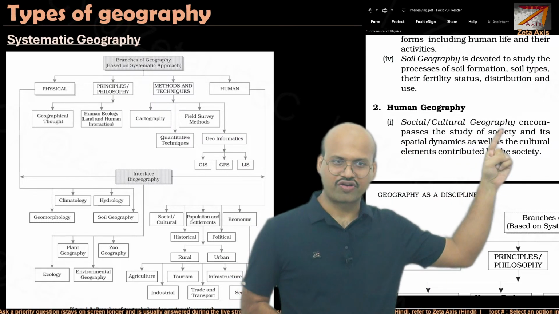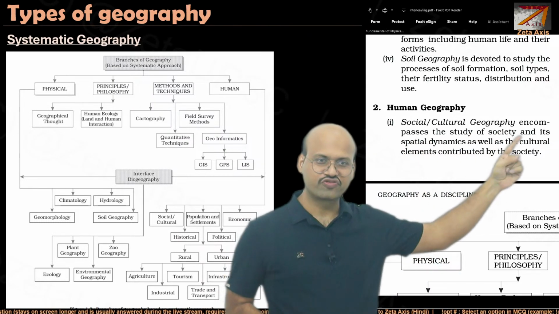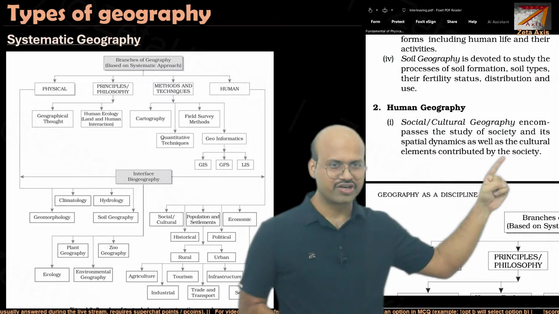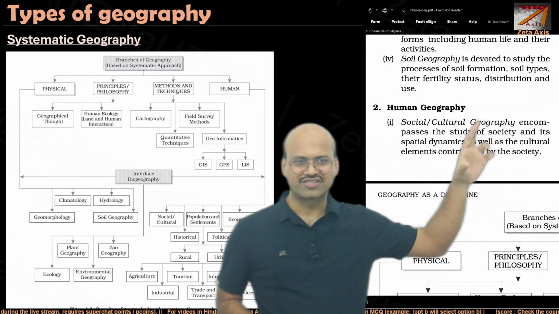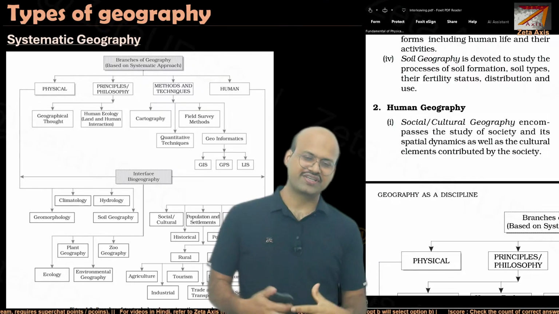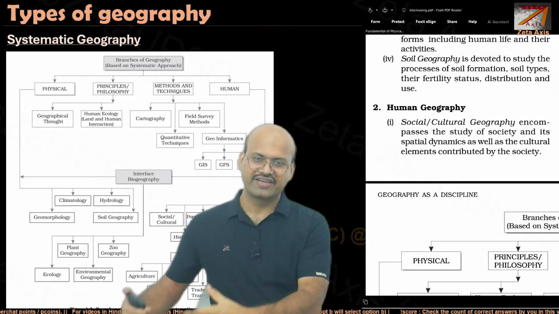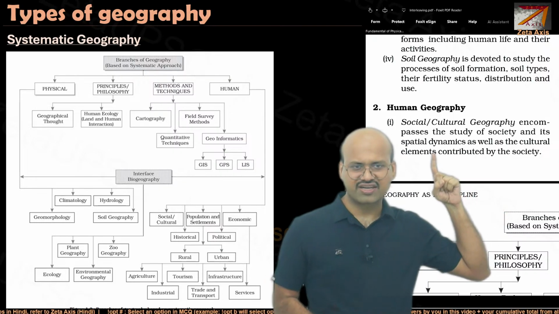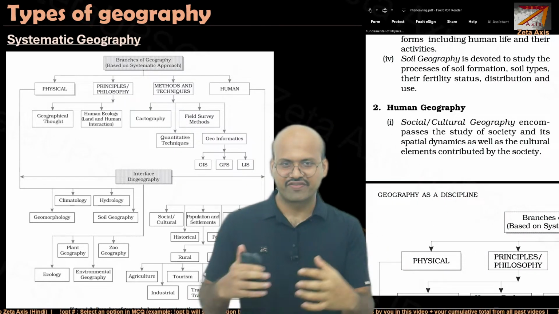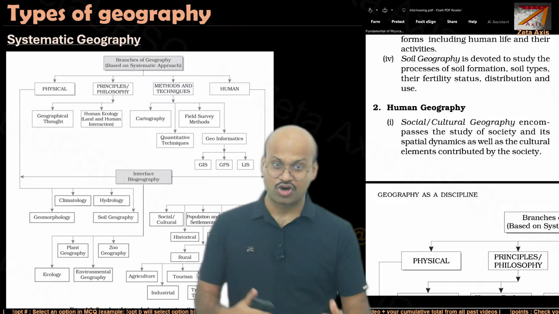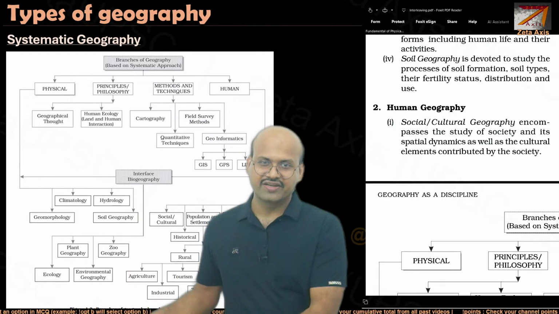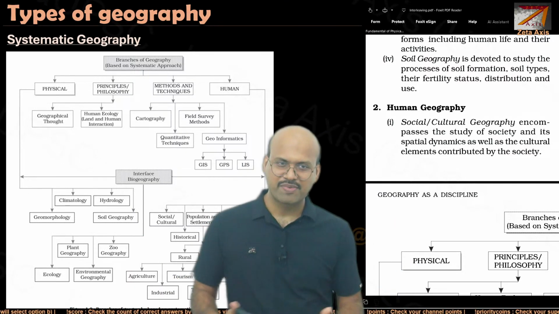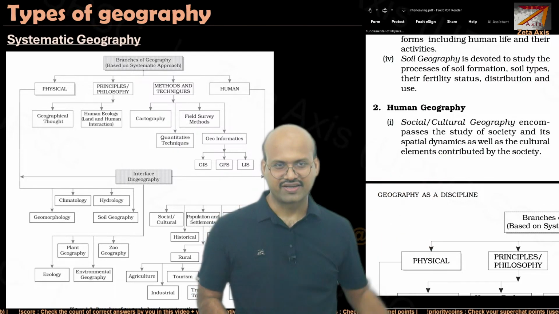Social cultural geography encompasses the study of society and its spatial dynamics as well as the cultural elements contributed by the society. What it means is that you are studying about the society, how it is divided. Spatial means how it is in different areas, having different dynamics, different characteristics, as well as cultural elements, how the culture of one region is different from another region, how South India is different from North India, how Gujaratis are different from Kashmiris, or how the Biharis are different from the Bengalis. So you can study that in this part.